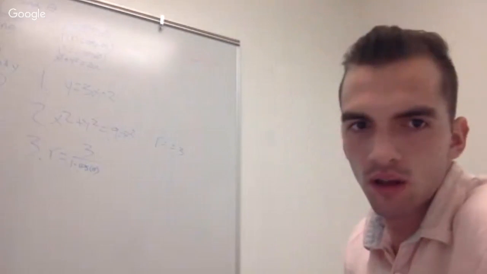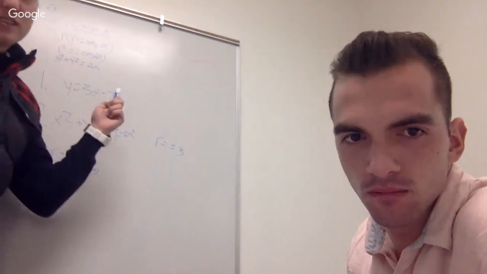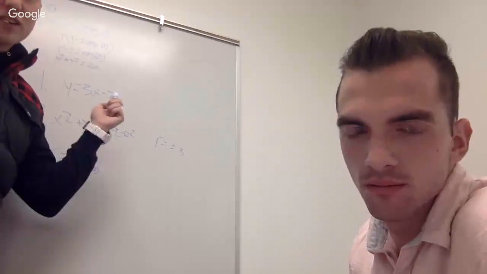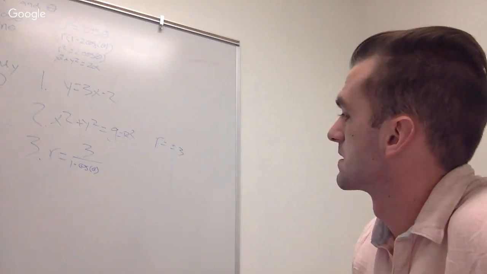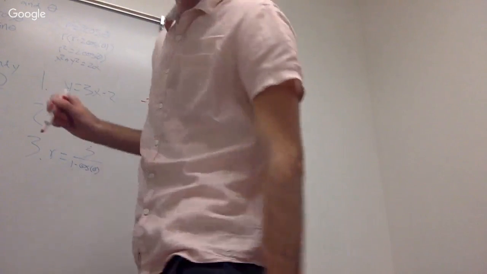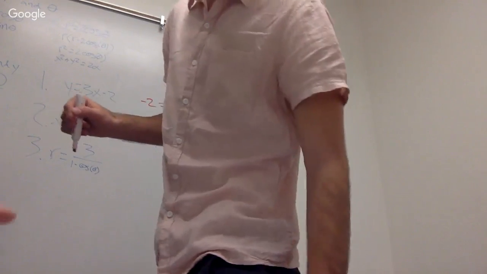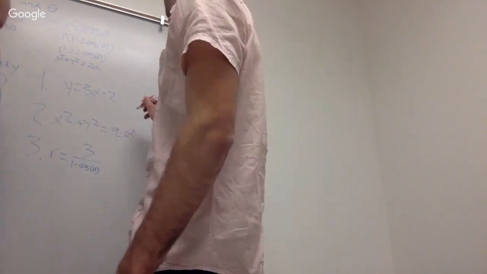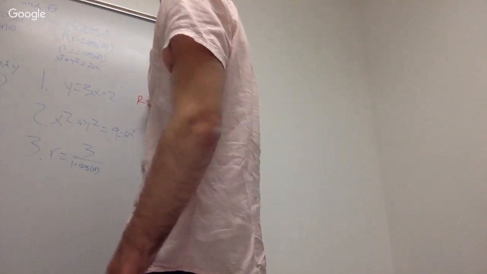Okay. So number 1 says we get r equals -2 over sine theta minus cosine theta. Wait, sorry. Yeah, that's the answer. I don't know how the heck we get that.